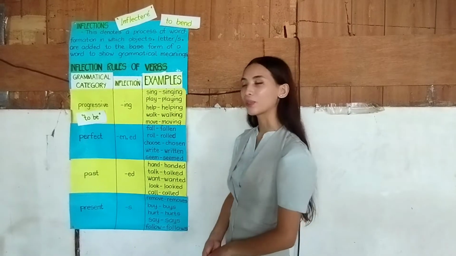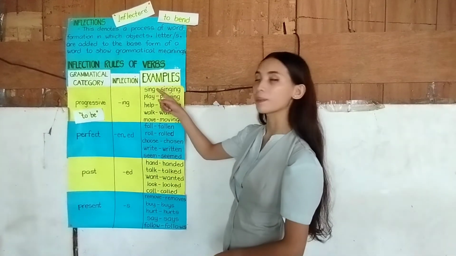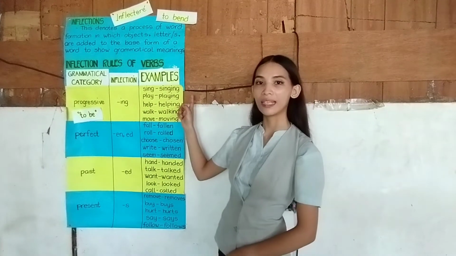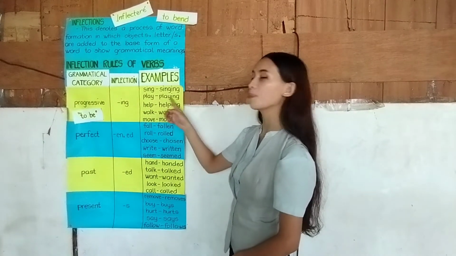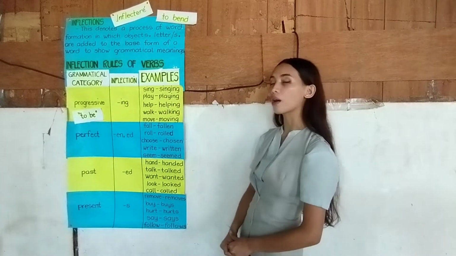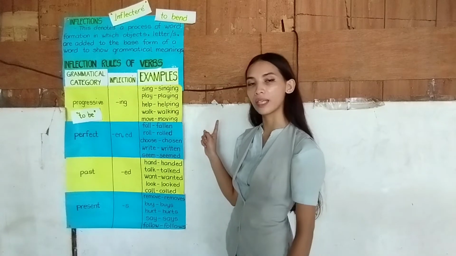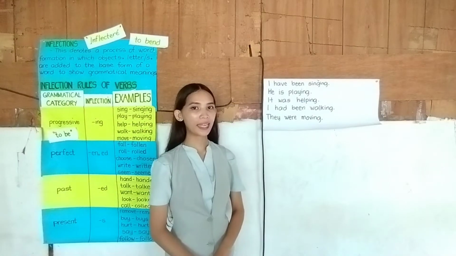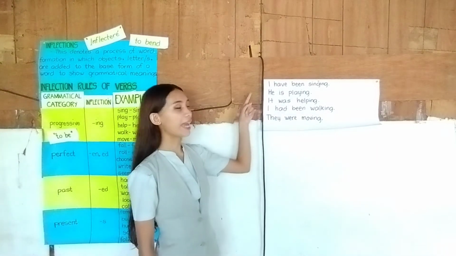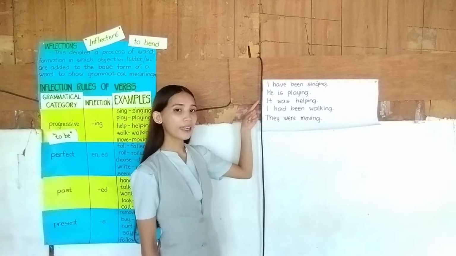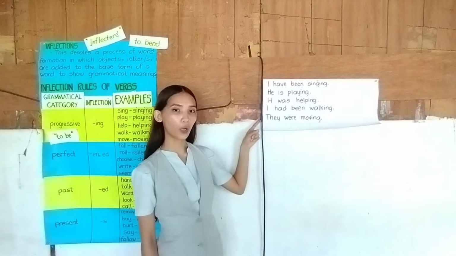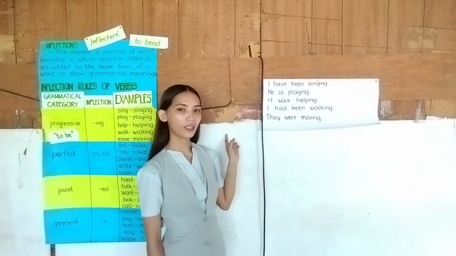For example, we have here a verb sing, inflected with ing turns into singing, then play into playing, hope into hoping, walk into walking, and move into moving. Then now we have here example sentences. Please read with me. I have been singing. He is playing. It was helping. I had been walking. They were moving.